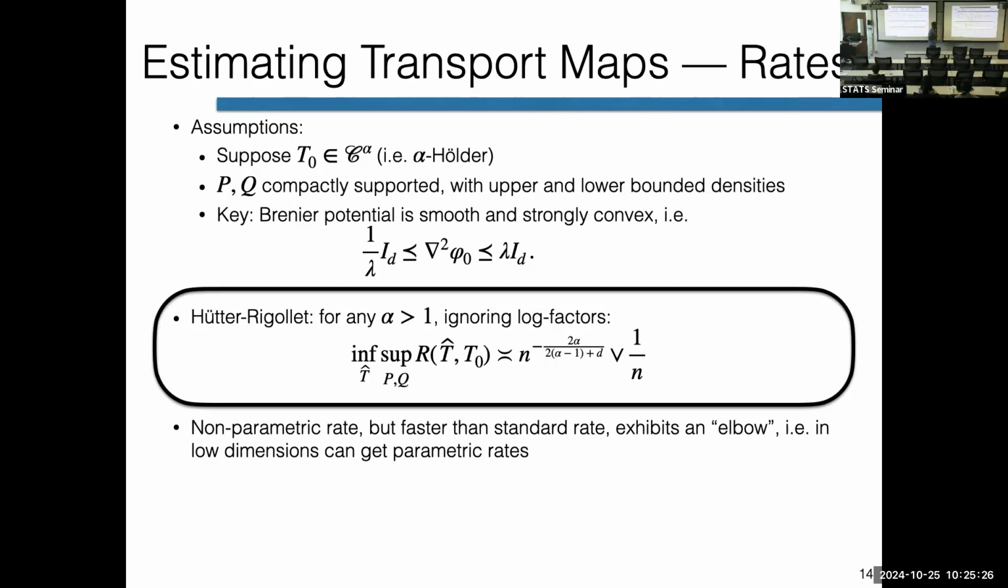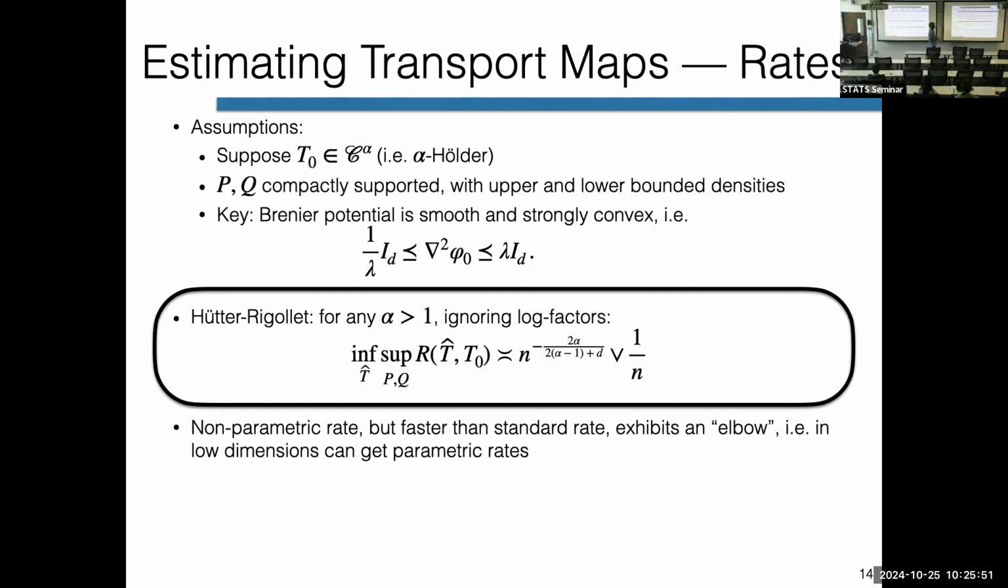And this has lots of nice implications. One of the implications is that this rate can sometimes, at least in low dimensions, actually be parametric. So if d is less than 4 or something like that and alpha is big enough, then this rate will be parametric. This never happens in non-parametrics. If there wasn't an alpha minus 1 here, you would always be getting this non-parametric rate. But here, in some cases, you can actually get parametric rates.